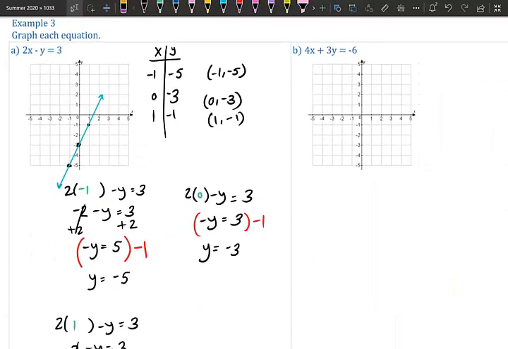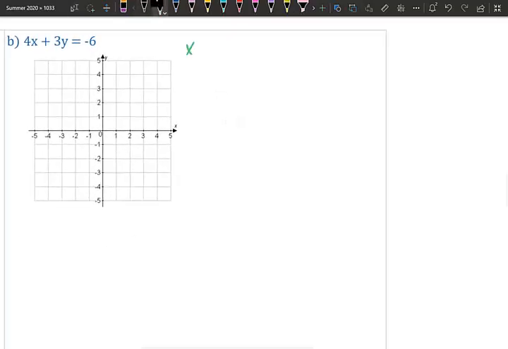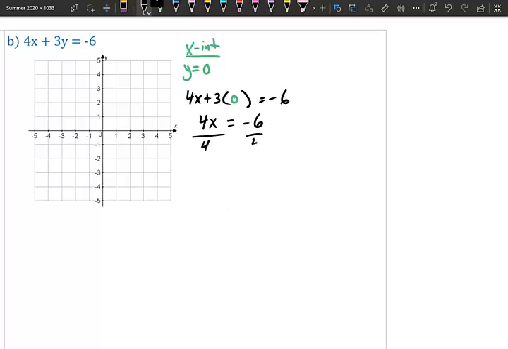Okay, so we practiced using a t-chart. Now you can use this. If you forget how to graph a line, or if you forget how to graph something, bust out a t-chart. Alright, so for B, we're going to use x and y-intercepts to find our graph. For our first one, we have the x-intercept. Now what's the opposite of x? It's y. So we're going to make y equals 0 in the equation. We have 4x plus 3y, and y in this case is 0, equals -6. So we have 4x, 3 times 0 is 0, so we can just get rid of it, equals -6. Divide by 4. So we have x equals -6 over 4, which we can simplify by dividing by 2.